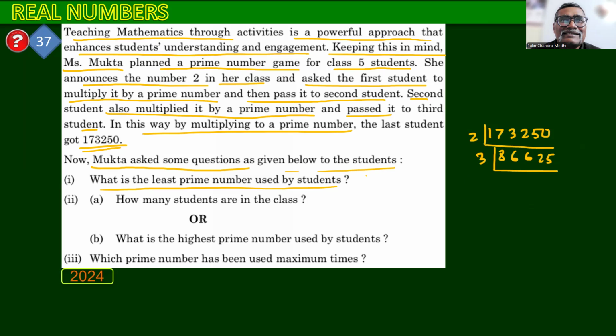So you do this because you have to show the prime factors. So I do it 3 times. 8 3s are 24, again 8 3s are 24, 7 3s are 21, it is 5. Right? So here you'll do it, but I'm writing the answer. 3 is the lowest prime number used by the students.